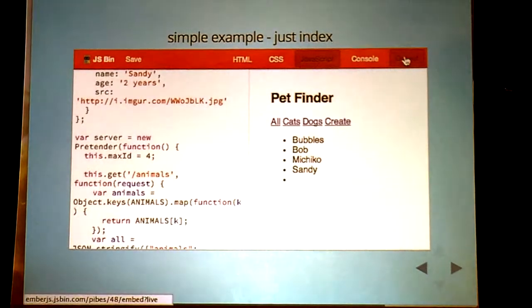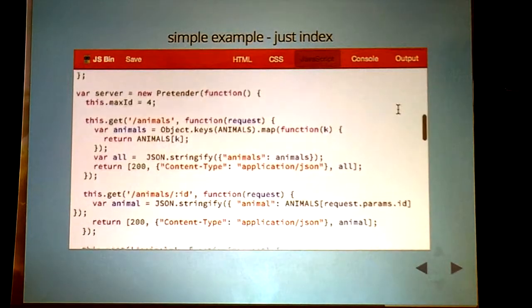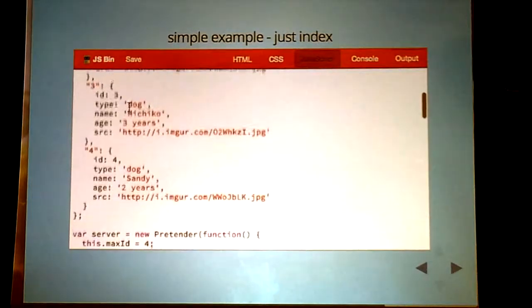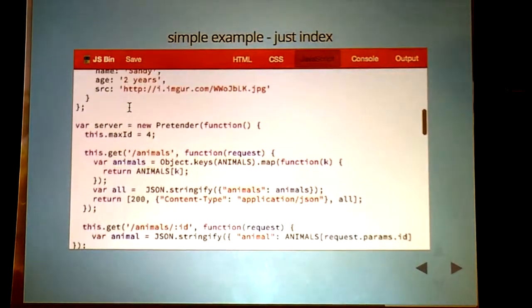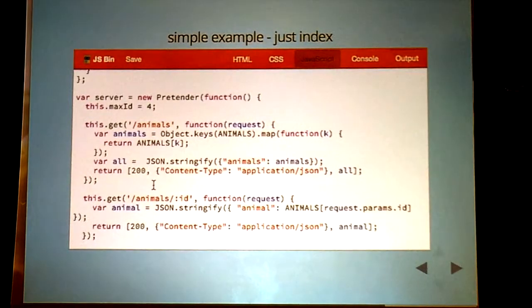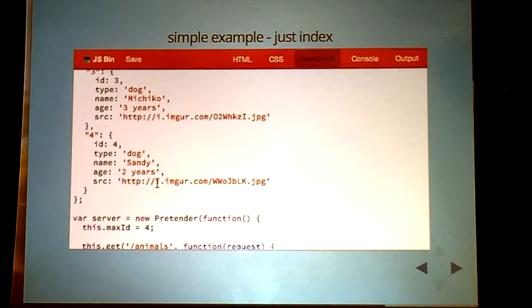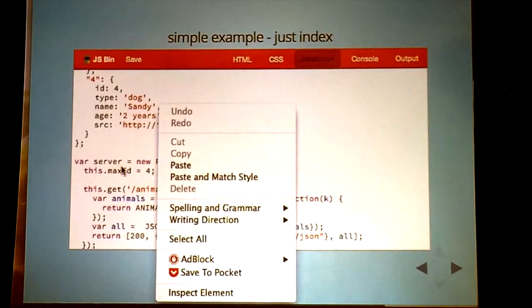And then here, let's make this a little bigger, is where I'm actually creating Pretender, the Pretender instance. And I start with max ID of 4 just because I know that I have only 4 fixture items. So when I create, I'm going to increment that. So here's the index. I take all of the animals and I map them to get just the objects in an array, since I have them in this format.